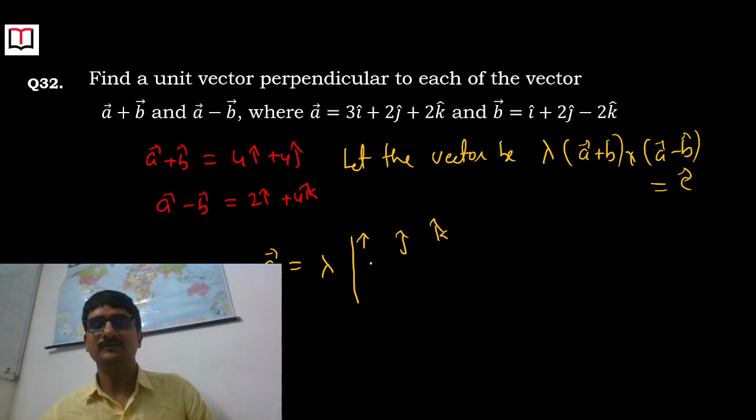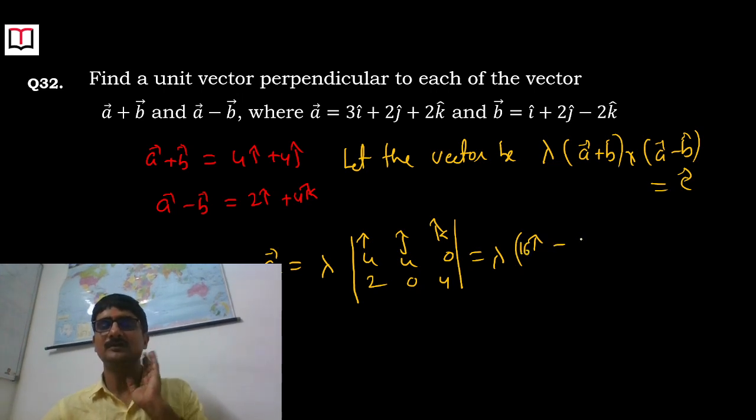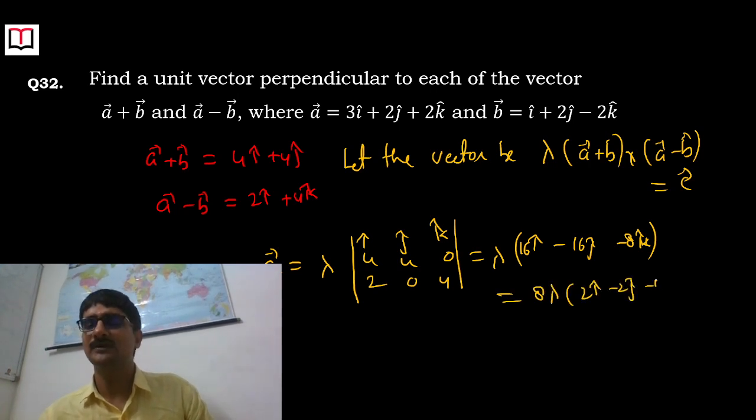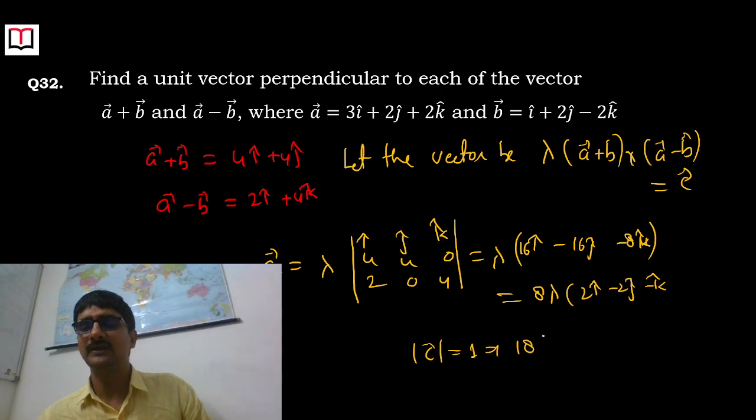Okay, so it's i cap, which is 4, 4, 0 and 2, 0, 4. So how much is it? It's lambda times 16 i cap, and then minus j cap, again it's 16 j cap, and then for k cap it's minus 8 k cap. Take 8 common, so 8 lambda, so it's 2i cap minus 2j cap minus k cap. Okay, so since magnitude of C is 1, it's magnitude of 8 lambda into 3 is 1.